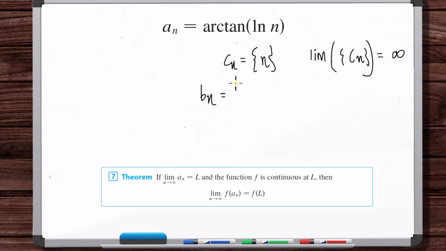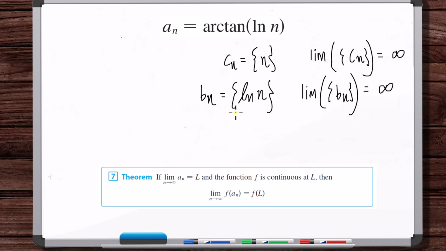is equal to the natural log of n, then the limit of the sequence B sub n is just the natural log of infinity, right? The function is the natural log of what was, in this case, L, which was infinity. What's the natural log of infinity? That's infinity. Okay?